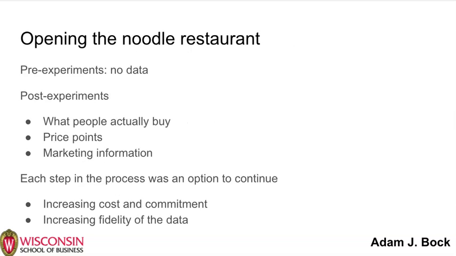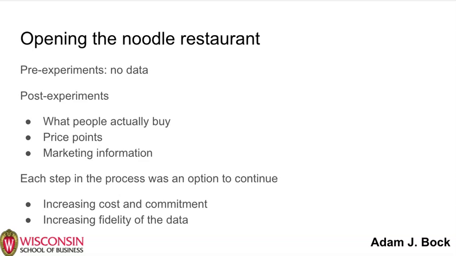Ultimately, you want to open the noodle restaurant. Before you did any of these experiments, you pretty much had no data at all. Now you have some information about what people search for. You might have information about what they're interested in or even what they actually buy. You might have good information about price points that are likely to work and marketing information that tells you what you need to say to customers.